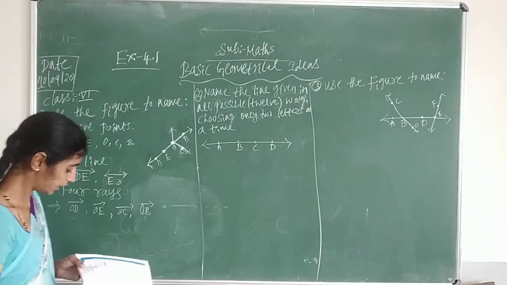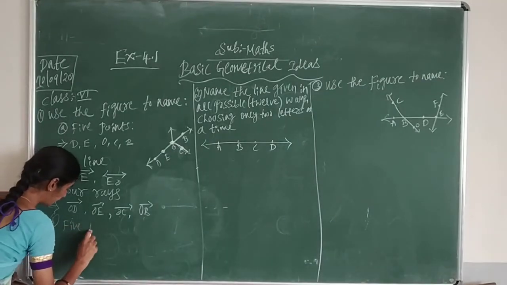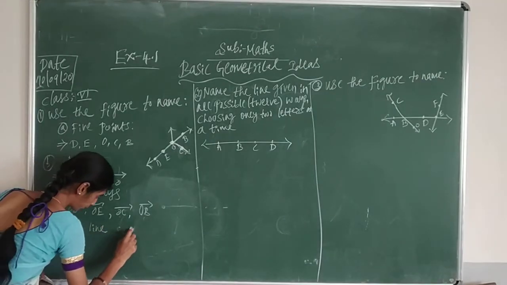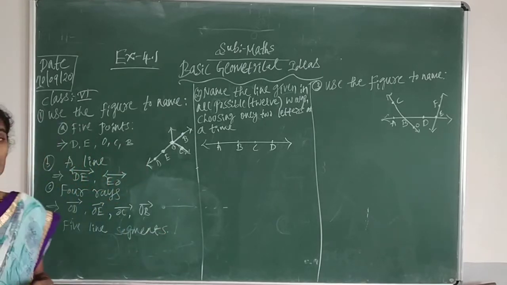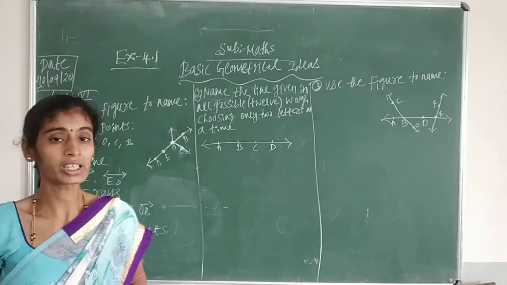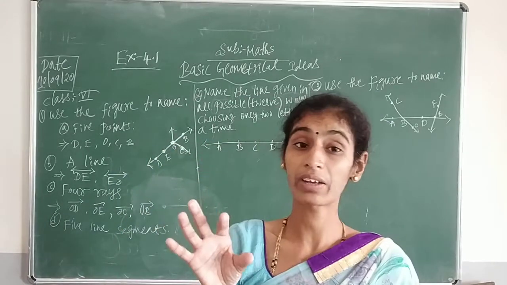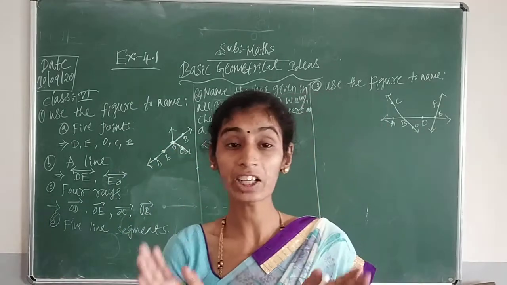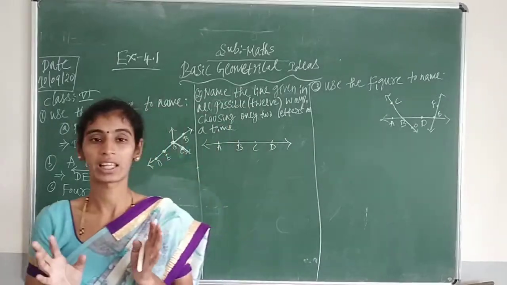Then part D, what is the question? Write 5 line segments. Before going to write that, you should know what a line segment is. A line segment is nothing but it has fixed points, means its end points are fixed. For that, we call them a line segment.